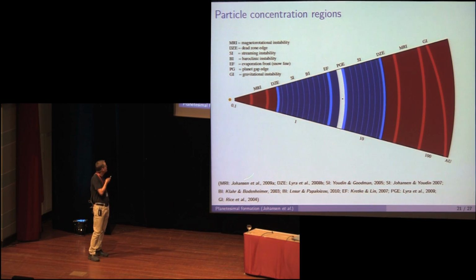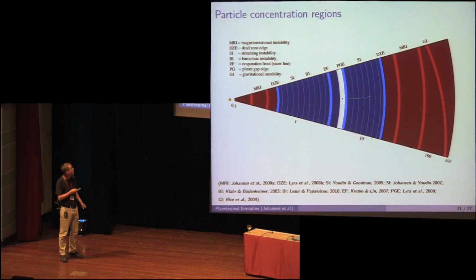Let me just go through them quickly. I have the references for you down here if you're interested. In the inner part of the protoplanetary disk, you're probably MRI active, and you have the MRI pressure bumps, which I talked about. Then we have the dead zone here from maybe a half to 30 AU, and the dead zone edges are associated with pressure gradients also.